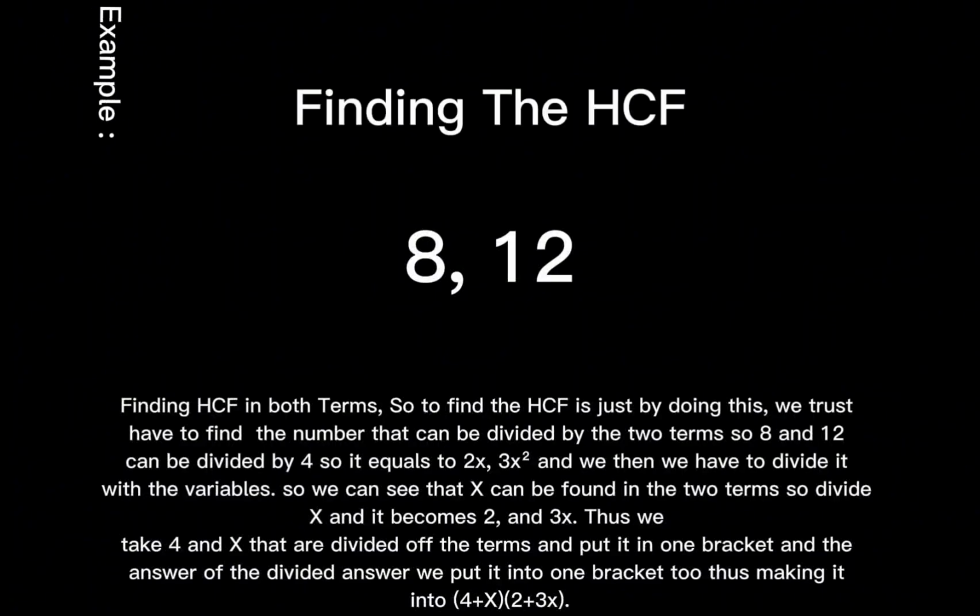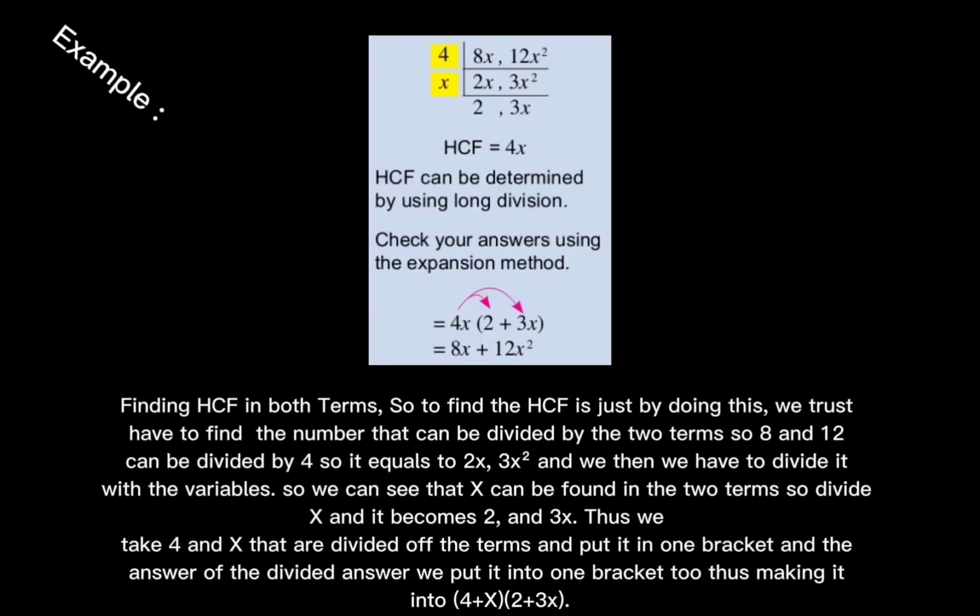So to find the HCF is just by doing this. We first have to find the number that can divide both terms, so for 8x and 12x squared, 8 and 12 can be divided by 4. Then we have to divide the variables. We can see that x can be found in the two terms, so divide by x and it becomes 2 and 3x. Thus we take the 4 and x that were divided off the terms and put them in one bracket, and the divided answers we put into another bracket too, thus making it 4x(2 + 3x).